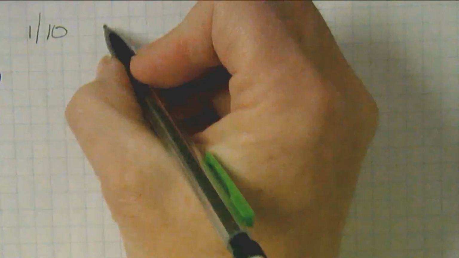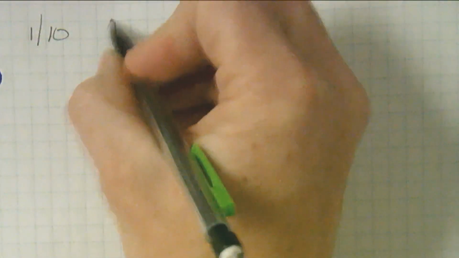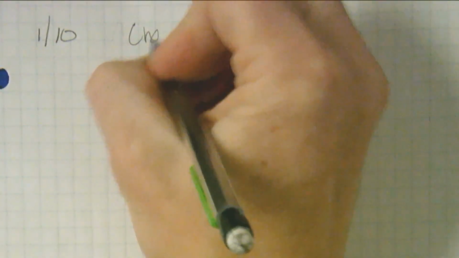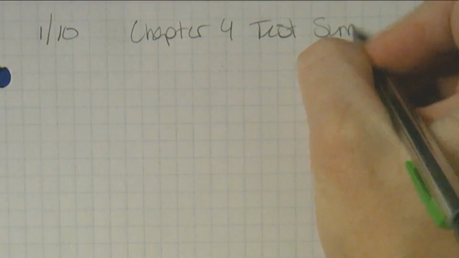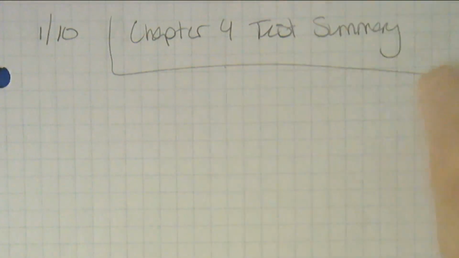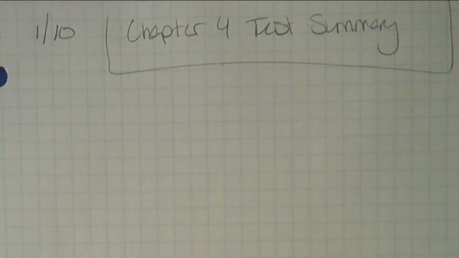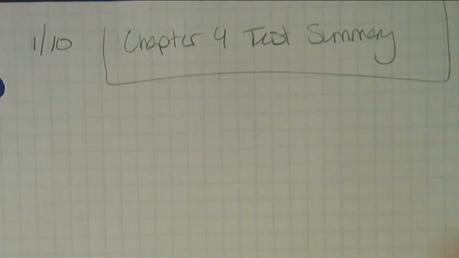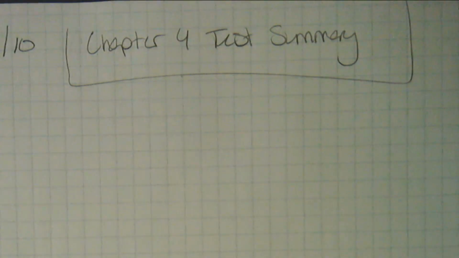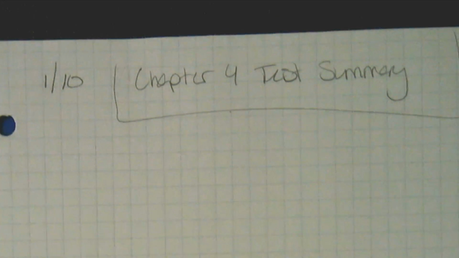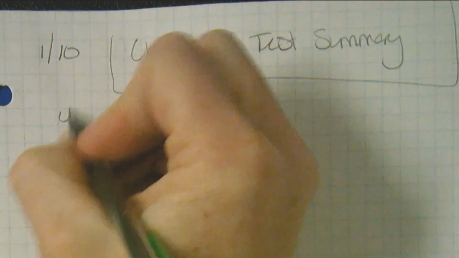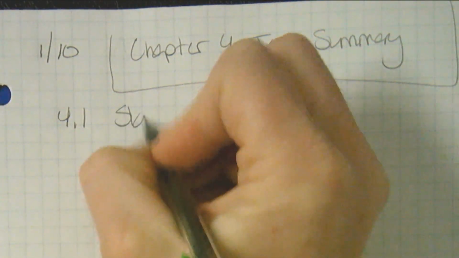All right, so today's the 10th. This is our chapter 4 test summary. Okay, so I'm going to try from now on, instead of saying just 1, 2, 3, 4, I'm actually just going to list it by sections. I think that might be easier for you guys because you know what sections they come from. So from 4.1, all right, this was slope-intercept form.